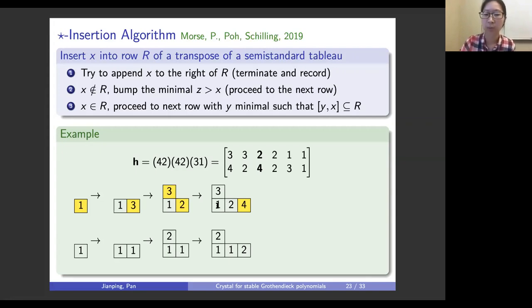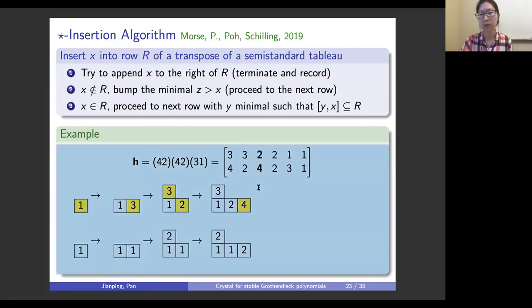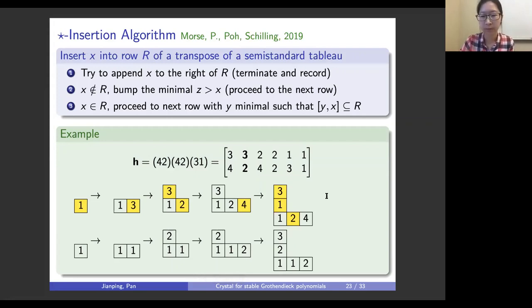So in this case, it's 1 because 1, 2 is a consecutive interval. In this case, we do nothing to the first row, but insert 1 into the next row, in which case 1 will bump 3. So you can see that the insertion tableau is not semi-standard because the column is not strictly increasing. Actually, the transpose of our insertion tableau is indeed semi-standard. So we get a column weakly increasing and row strictly increasing tableau.